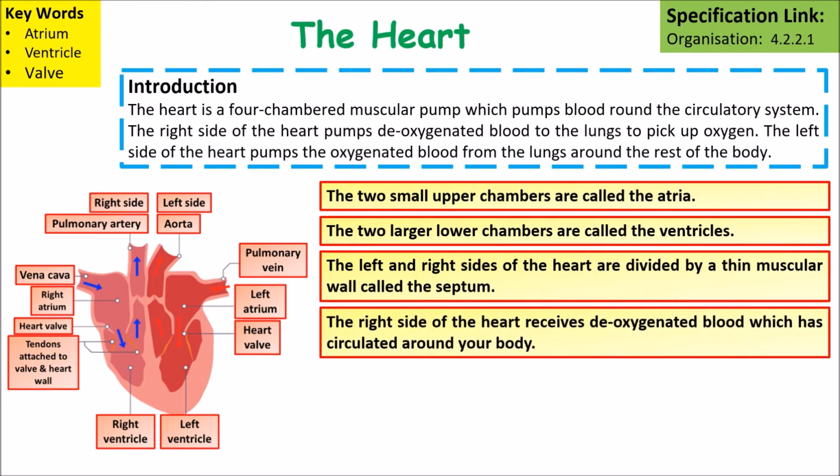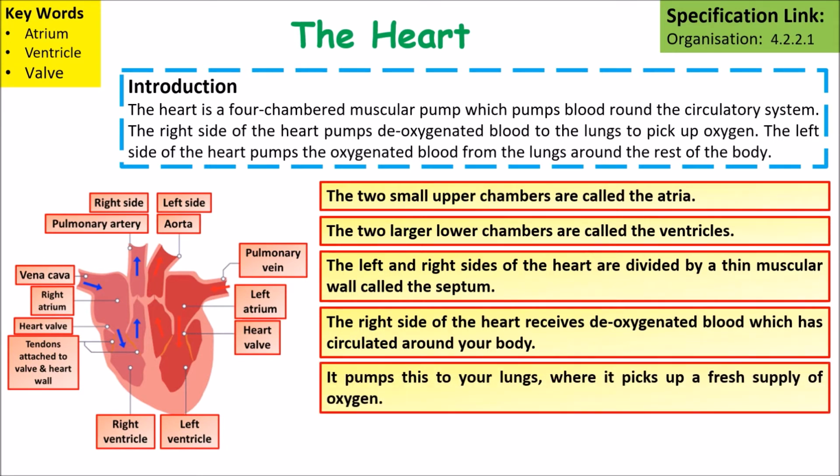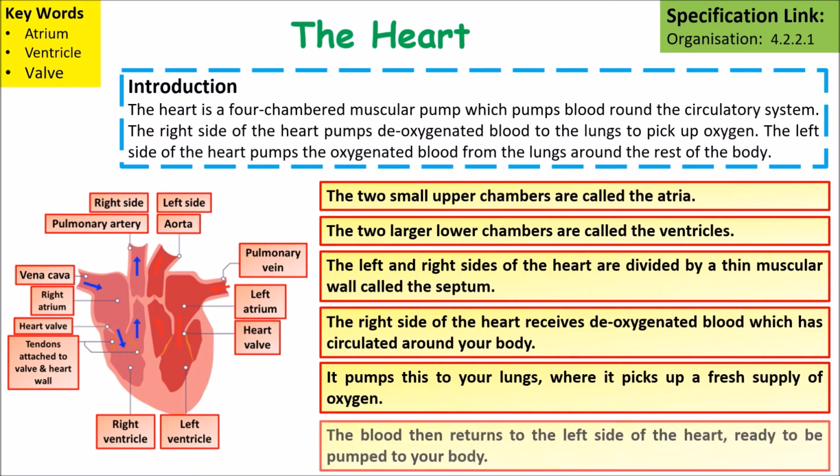The right side of the heart receives deoxygenated blood which has circulated around the body. It pumps this to your lungs where it picks up oxygen. The blood then returns to the left side of the heart where it is then pumped to your body. So the left hand side of the heart is going to have a thicker muscular wall because it needs more pressure.